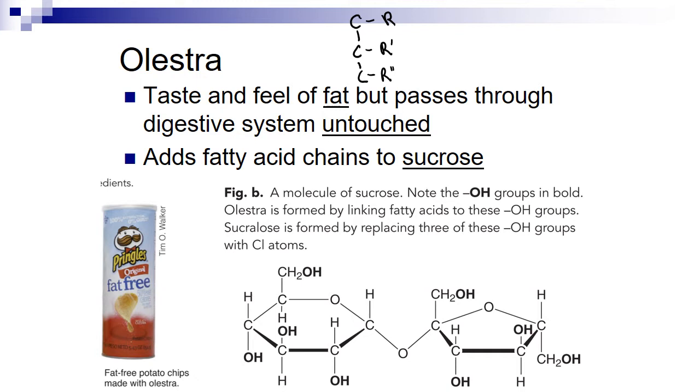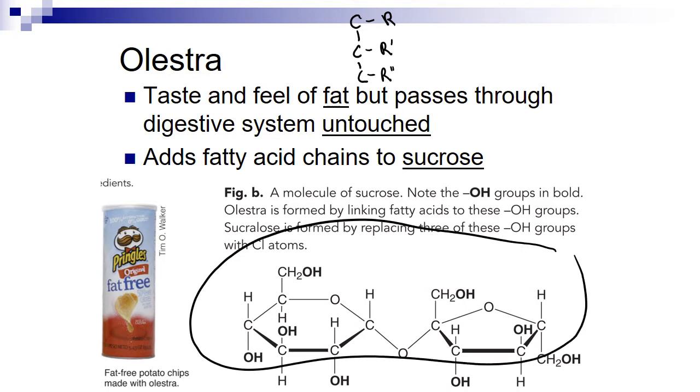So instead of having this fat that our body can figure out how to break down, what olestra does is it starts with sucrose. So here's sucrose at the bottom. It's a carbohydrate, and if you notice, we have these little OHs. It's going to take this R group that we had up on top and put it right where that OH is. It's going to replace the OH with a fatty acid. So then we have these really long fatty acids coming off of this glucose saccharide type unit.